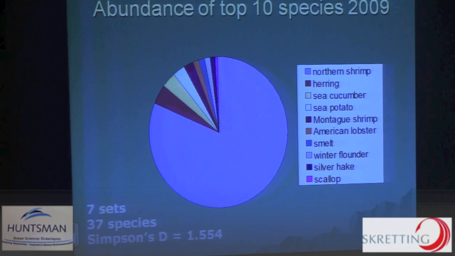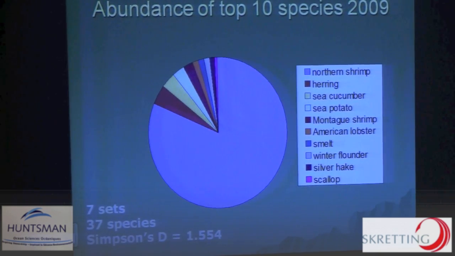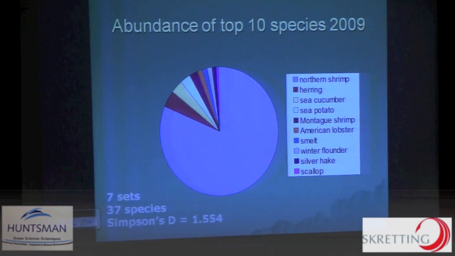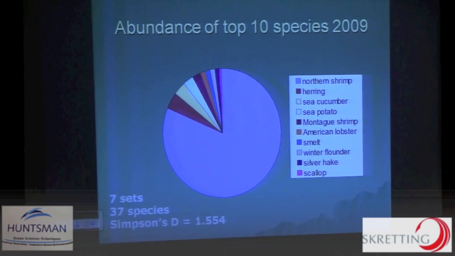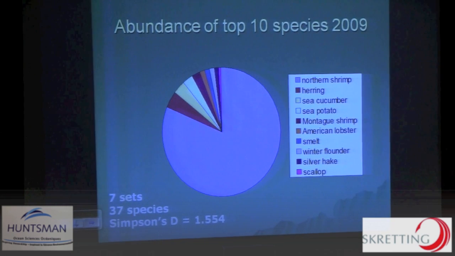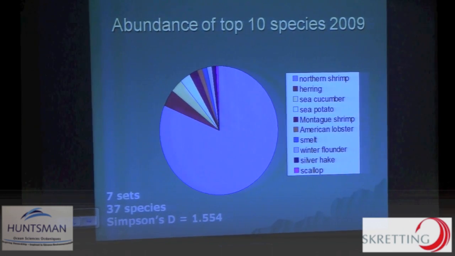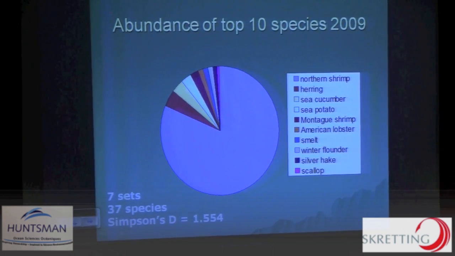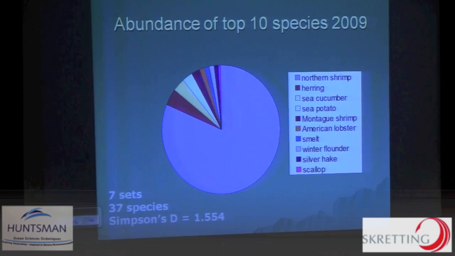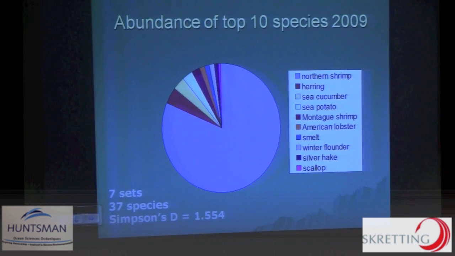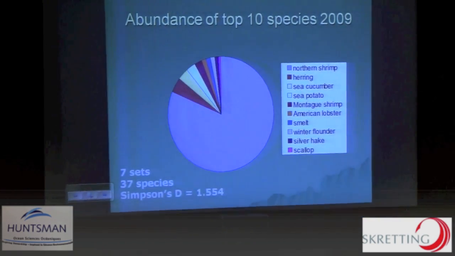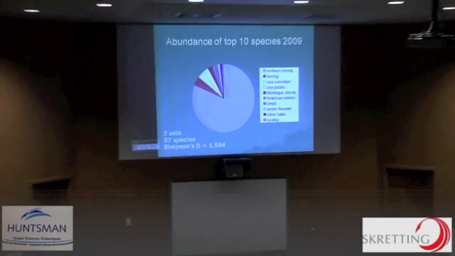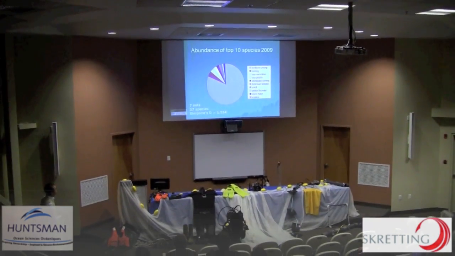This is abundance of the top 10 species in 2009. Essentially, it's a snapshot of what we caught. And as I said, it was full of northern shrimp. Are those Pandalus shrimp? Northern shrimp, same thing as Pandalus shrimp? Yeah. Pandalus borealis. And so this is just a pie chart showing the proportions of what we caught, and you can see a good proportion was northern shrimp. We also caught some herring and cucumbers and potatoes and other species of shrimp.